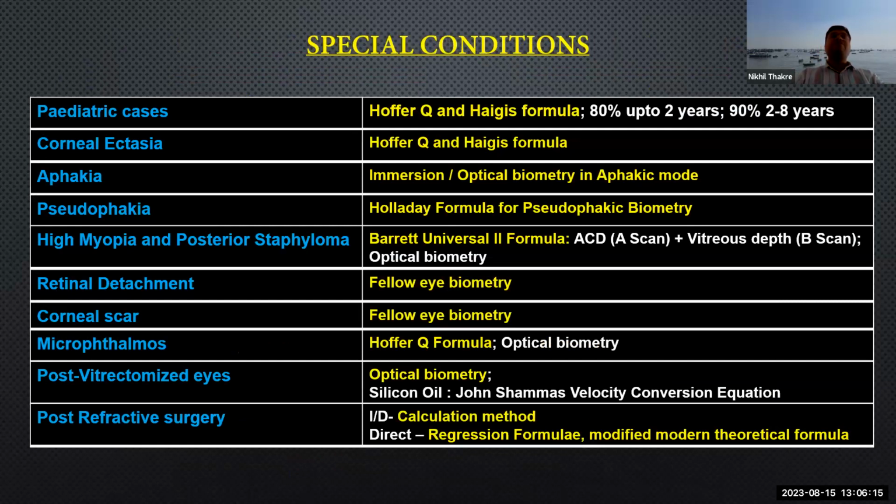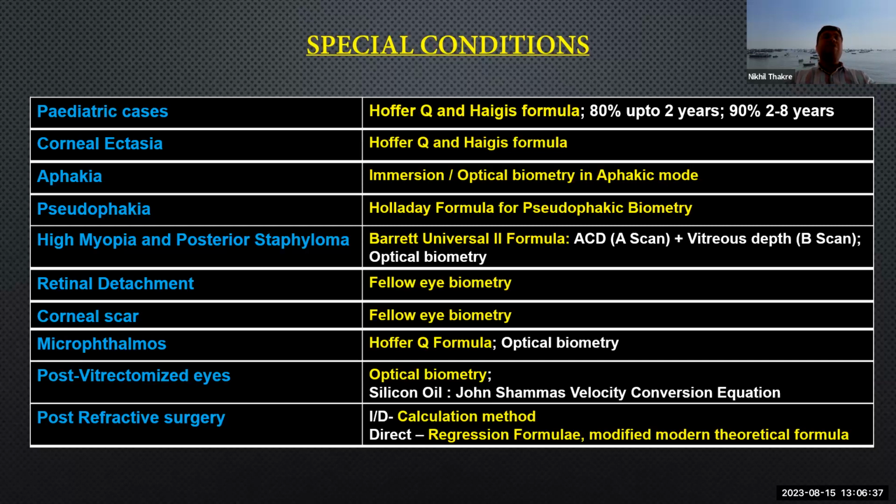In pediatric cases, we are likely to use Hoffer-Q and Haigis formula, where we use 80% of the correction up to 2 years. In corneal ectasia, we use Hoffer-Q and Haigis formula. In aphakia, immersion or optical biometry in aphakic mode has to be used. In pseudophakia, the Holladay formula is to be used.